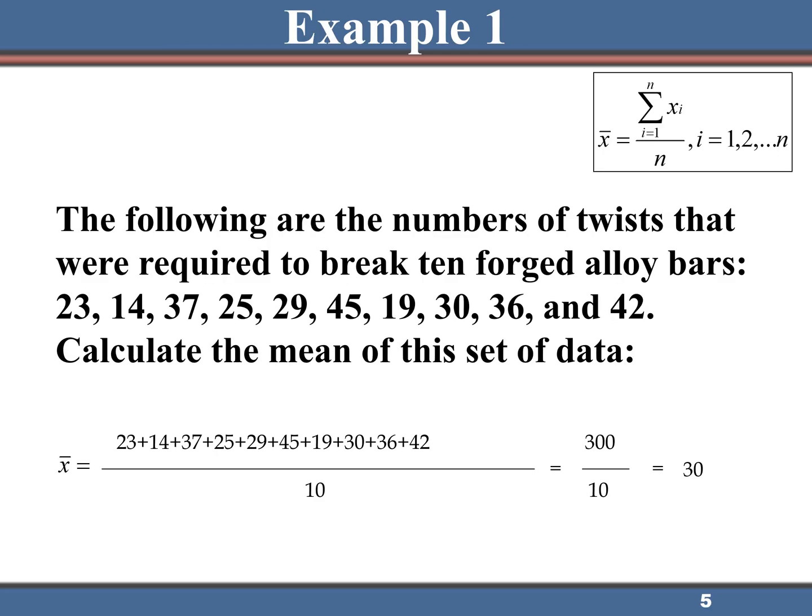In this example, we are interested in the number of twists needed to break a forged alloy bar. The data for 10 bars were given. To find the mean, we add the 10 numbers and divide by 10. Thus 30 is the mean number of twists required to break a forged alloy bar.